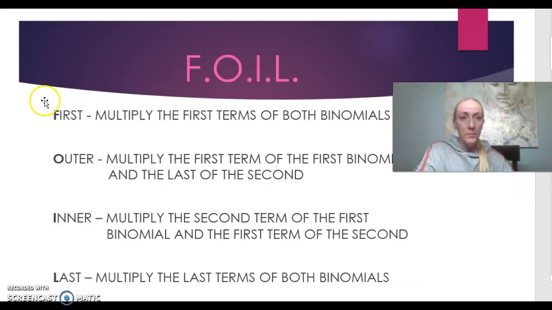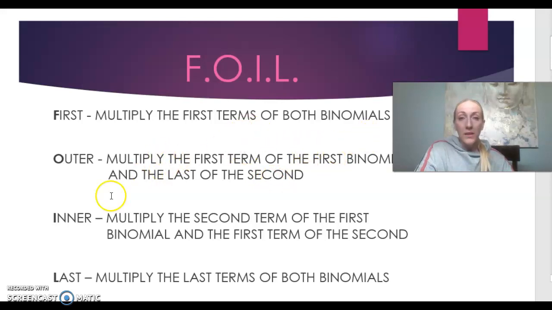The F in FOIL is going to be the first terms of each binomial. So it's going to be the first term in the first set of parentheses and the first term in the second set of parentheses. The O is for outer. Next, you're going to add or subtract depending on the signs used. You're going to multiply the first term of the first binomial by the last of the second binomial. So the outside set of parentheses.